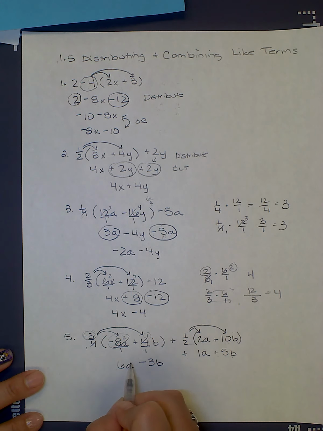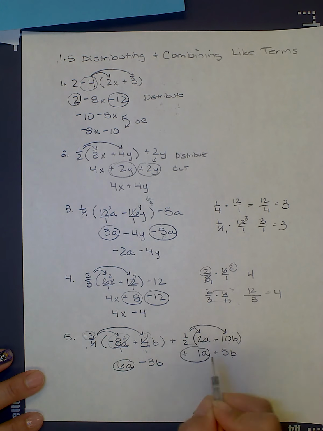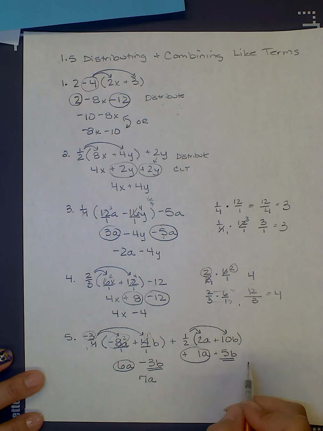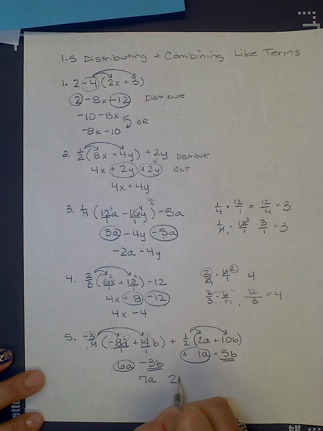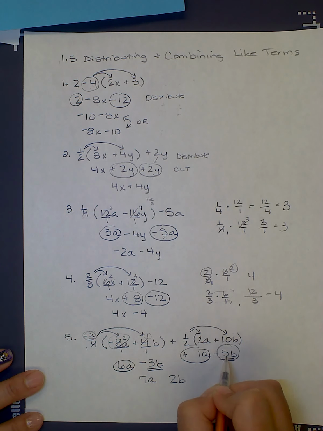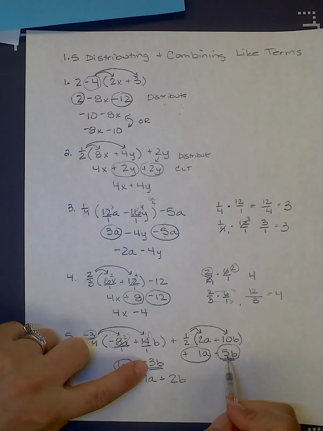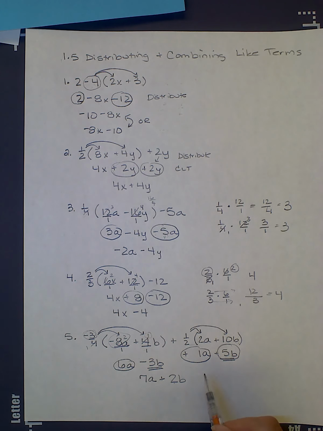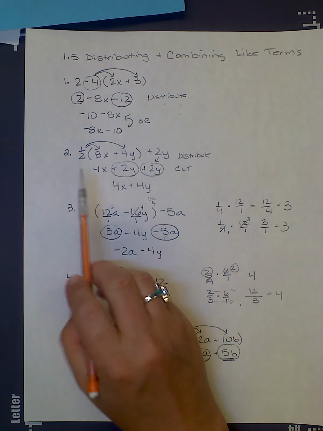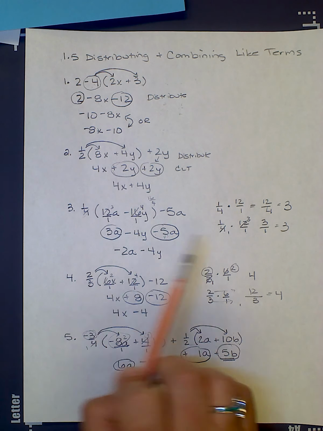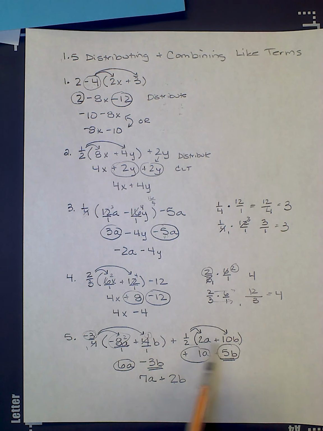Now combine the like terms. 6a plus 1a is 7a, and negative 3b plus 5b, we're really subtracting them, so 5 minus 3 is 2. And this guy is large and in charge, and he's positive. So we know the sign of that should be positive. So subtract them and keep the sign of the larger number. So distributing and combining like terms without fractions, and then challenging ourselves to do distributing and combining like terms with fractions.